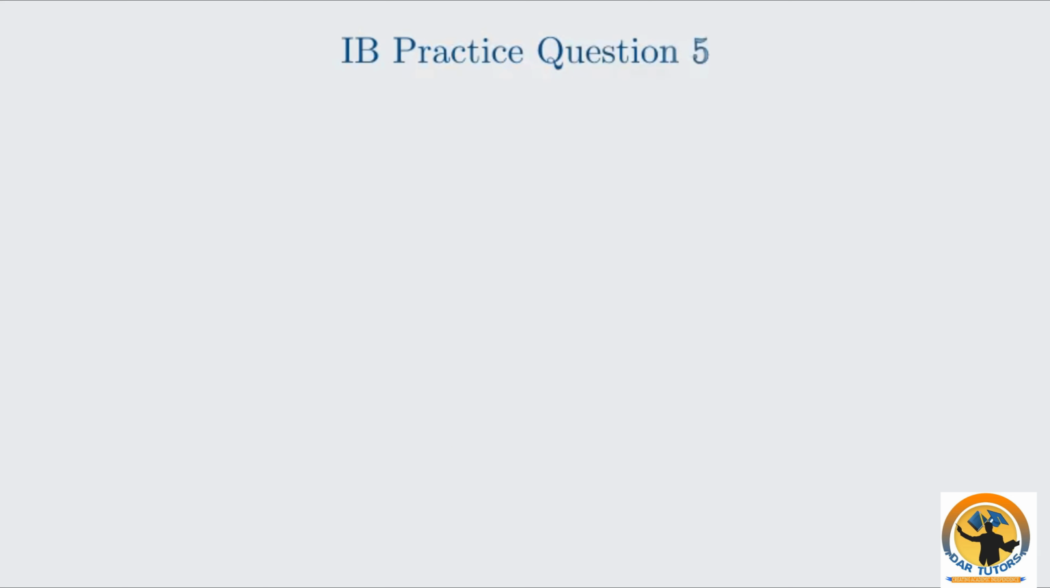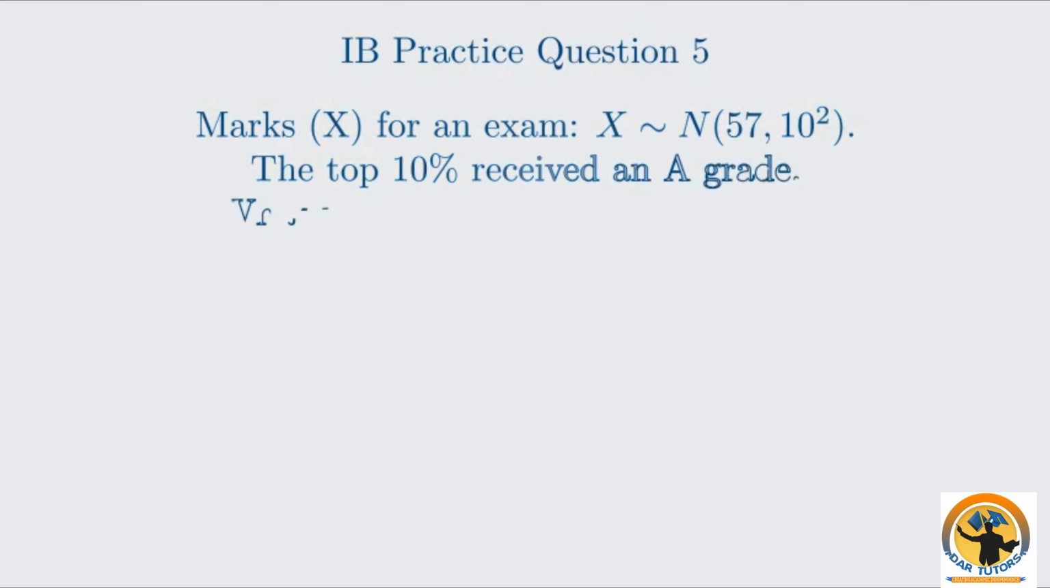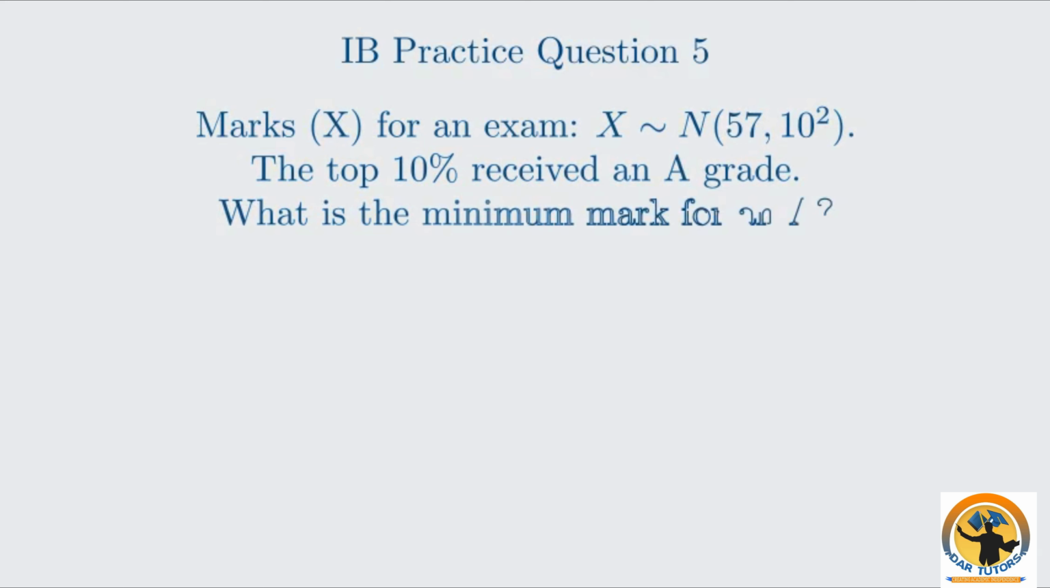Our final practice question is another quantile problem. The marks for a mathematics examination are normally distributed with a mean of 57 and a standard deviation of 10. 10% of students received an A grade. What is the minimum mark to the nearest whole number required for an A?